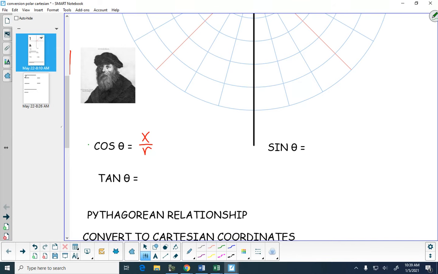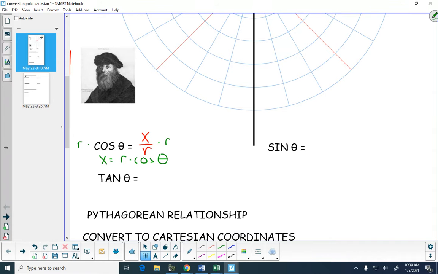Multiplying both sides by r, we have x is equal to r times the cosine of theta. What this does is this gives us a relationship between our polar coordinate system, r and theta, and our Cartesian coordinate system, x and y.